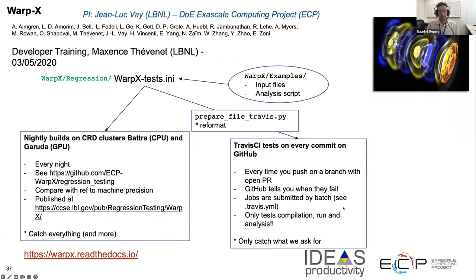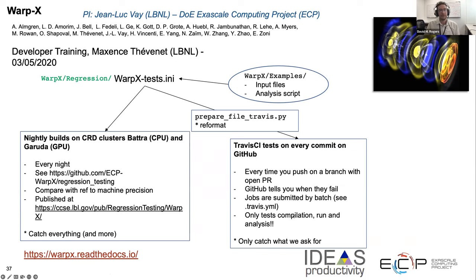Now I'm going to go through a couple of documented examples of how packages out there like WarpX are doing their tests. WarpX is one that's kind of following the idea of running separate nightly builds and CI tests. The CI tests run on every commit. And of course, there's the pros and cons that we talked about before.